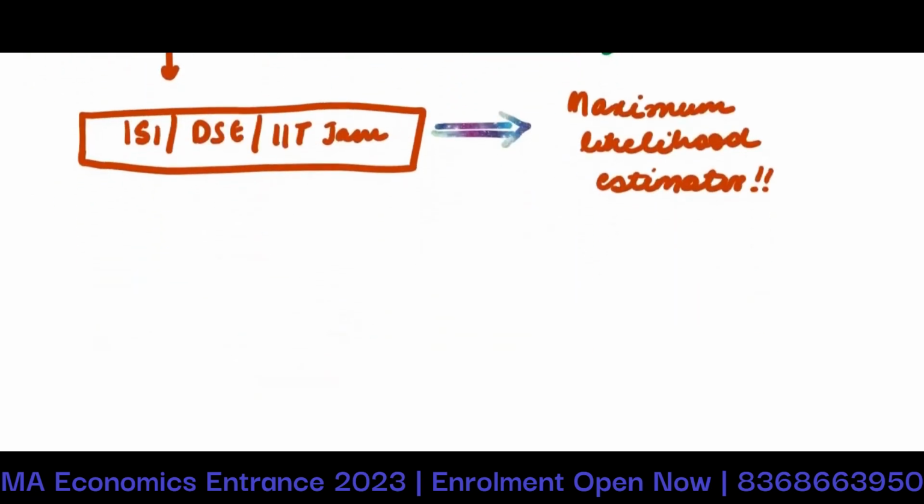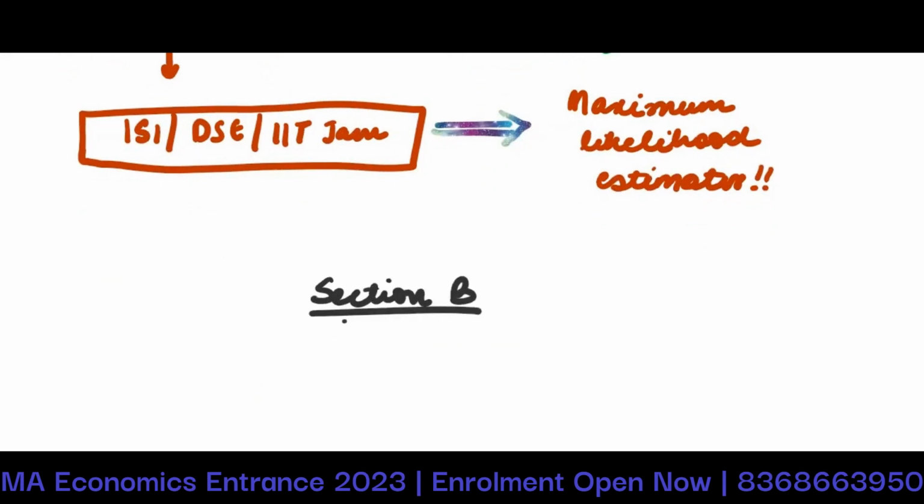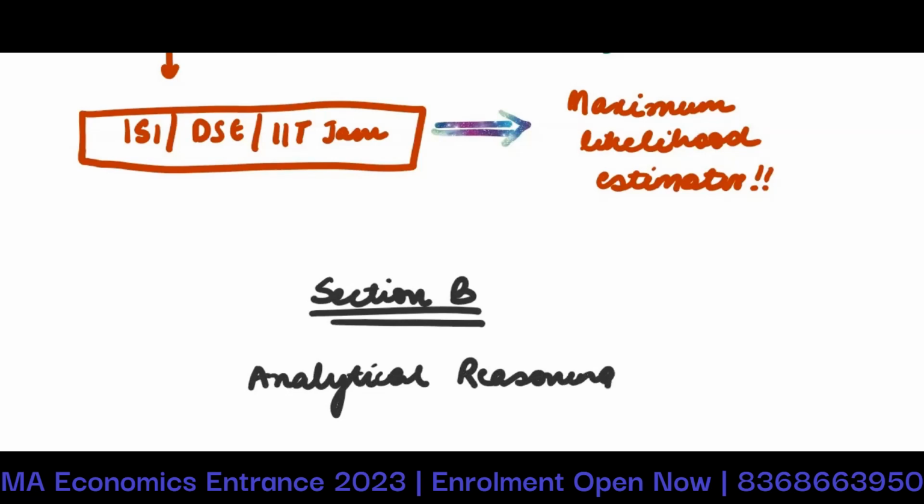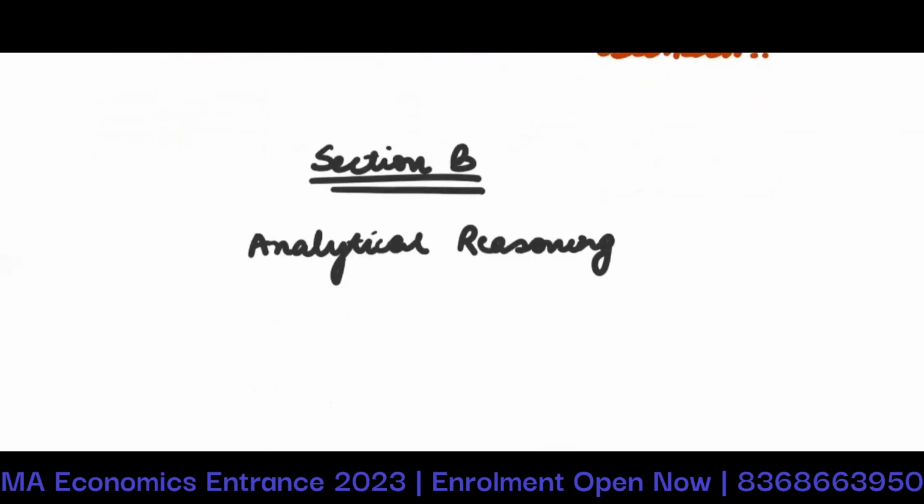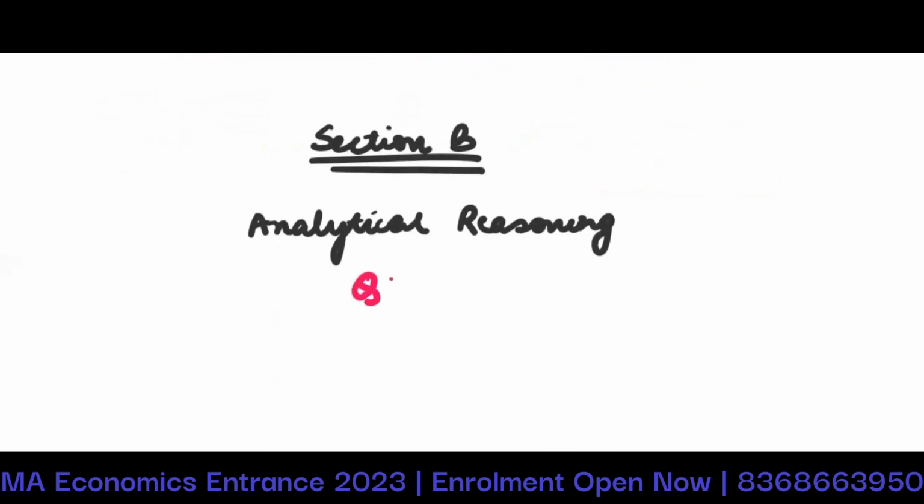Now let's go to the second part. So section B. This is basically analytical reasoning. This is very, very scoring. In analytical reasoning, you had 10 questions. Again, compulsory questions.